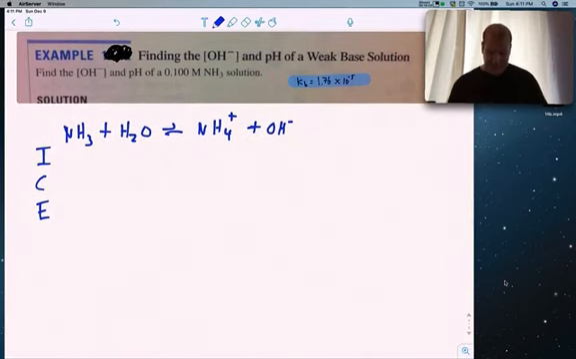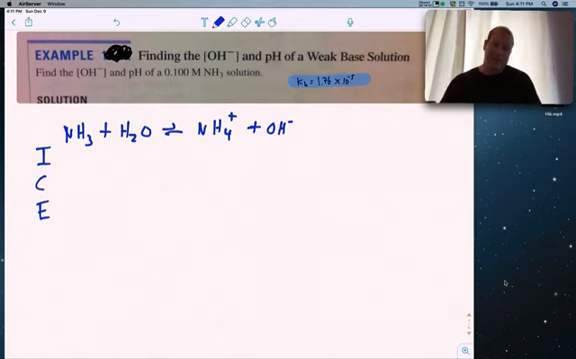Okay, so now we're going to study how to find the hydroxide ion concentration and the pH of a weak base. So what is the hydroxide ion concentration and pH of 0.1 molar ammonia? So what I've written here: ammonia plus water makes ammonium plus hydroxide.